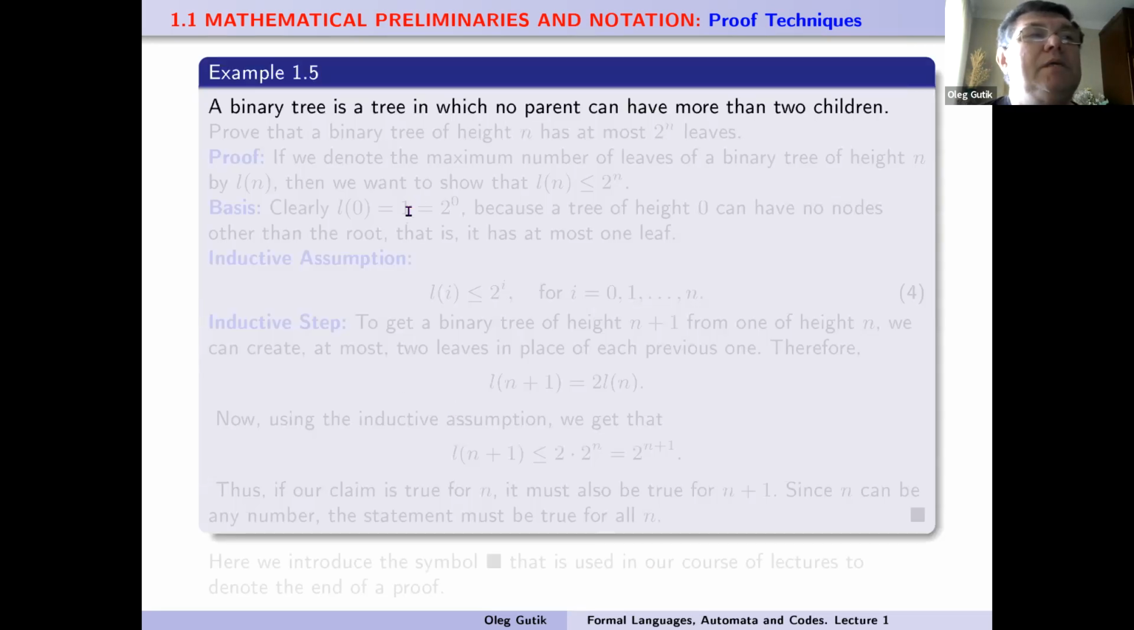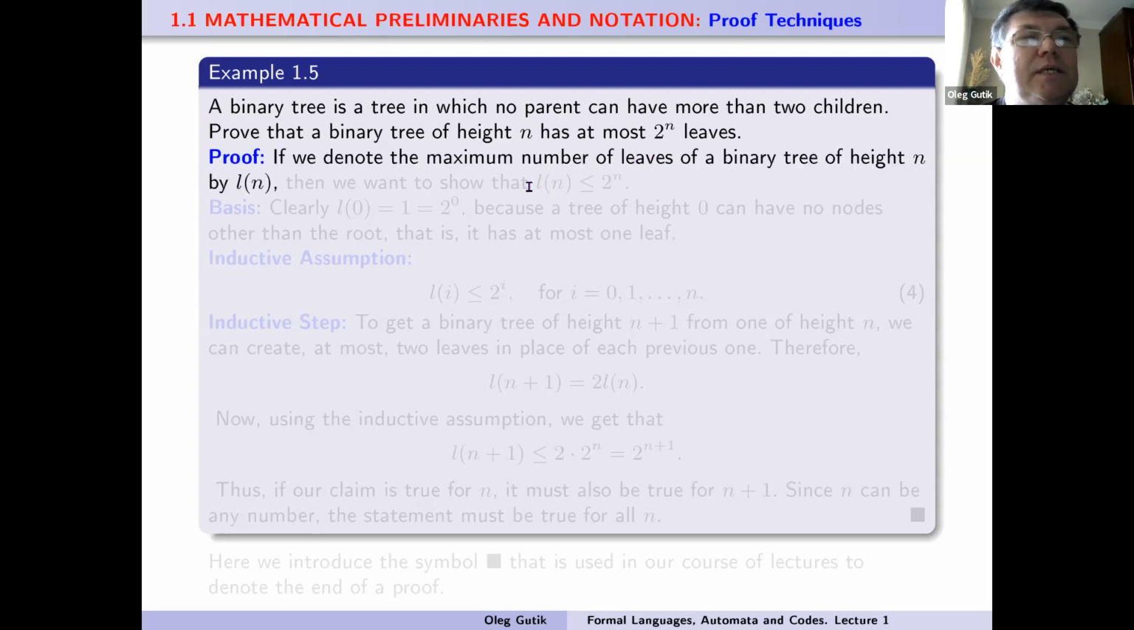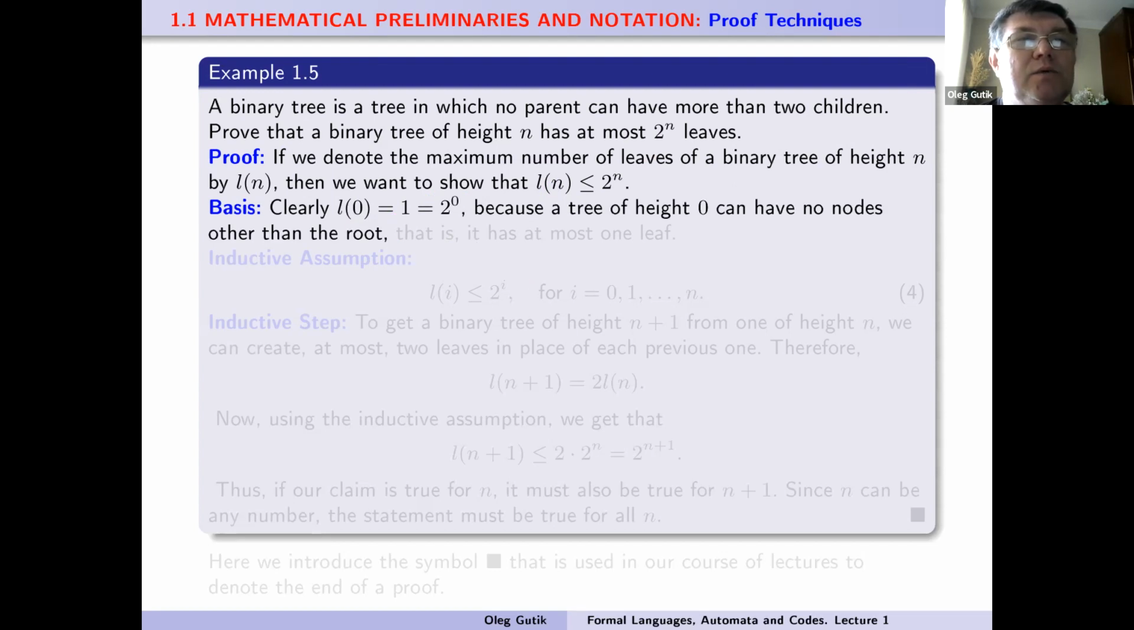Example. A binary tree is a tree in which no parent can have more than two children. Prove that a binary tree of height n has at most 2 to the power n leaves. If we denote the maximum number of leaves of a binary tree of height n by L(n), then we want to show that L(n) is less than or equal to 2 to the power n. Basis. Clearly, L(0) equals 1, which equals 2 to the power 0, because a tree of height 0 can have no nodes other than the root. That is, it has at most one leaf.